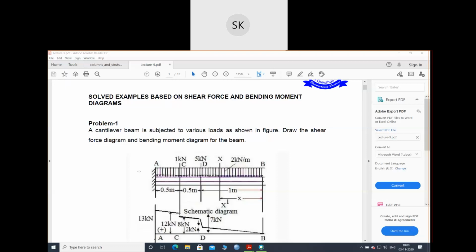See the question. A cantilever beam is given with UDL over the whole span, and two point loads are given, one of 1 kilonewton and one of 5 kilonewton. This 1 kilonewton is at a distance of 0.5 meter from the fixed end, and this 5 kilonewton is at 1 meter distance from the fixed end. So from here to here it will be 1 meter, and this is at 0.5 meter distance from this point of 1 kilonewton. And this UDL of 2 kilonewton per meter is spanning over the whole span.